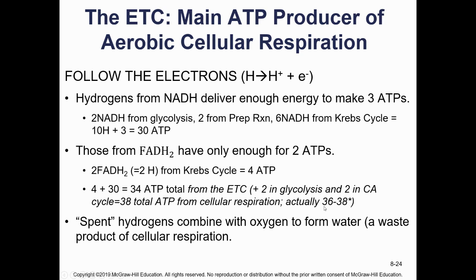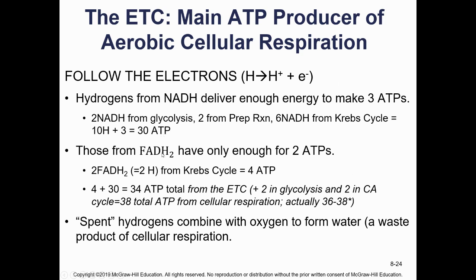Usually 36 is probably the better estimate, because normally at least 2 get shunted away, but it really could be anywhere from 30 to 38. But this is the number that you'll most commonly see, 36 to 38. And that 38 max comes from a perfectly efficient process where no hydrogens or electrons are needed anywhere else, so they all are converted to ATPs.